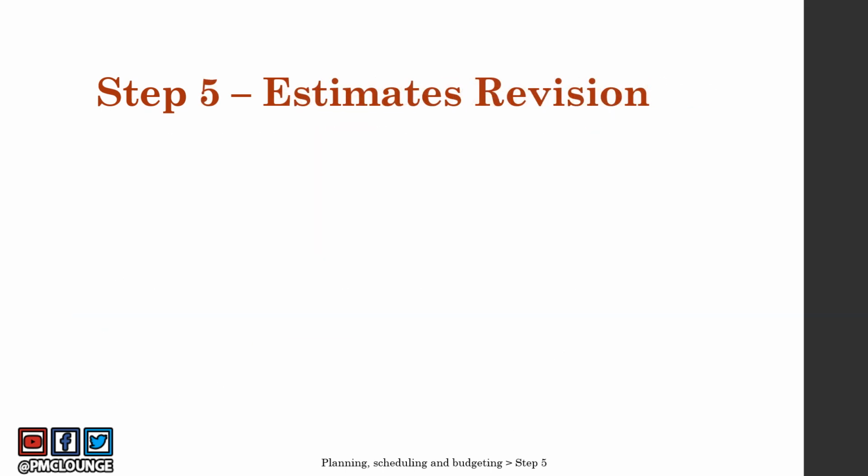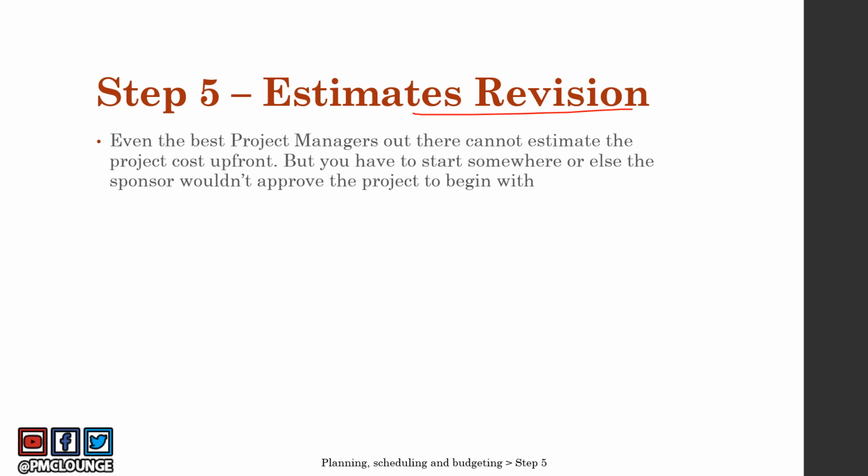Step 5, the final step in planning, scheduling, and budgeting is all about estimates revision. Remember, we talked about non-aggressive timelines when it comes to schedule. We also talked about how you should have some buffer when it comes to budgets, and that's where estimates revision comes into the picture. So even the best project managers out there, they cannot estimate the project cost upfront. That's the reality of the situation.